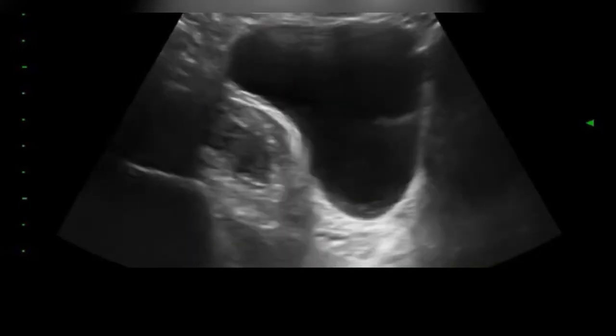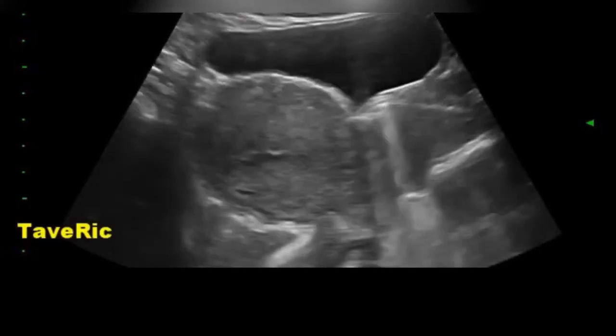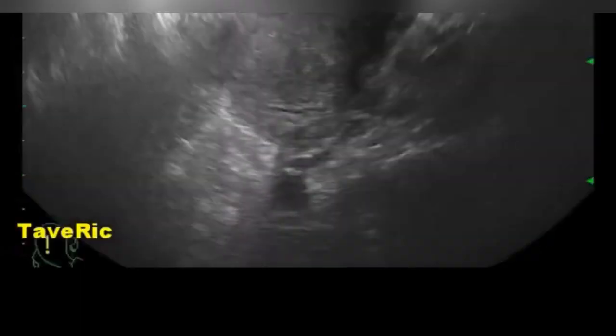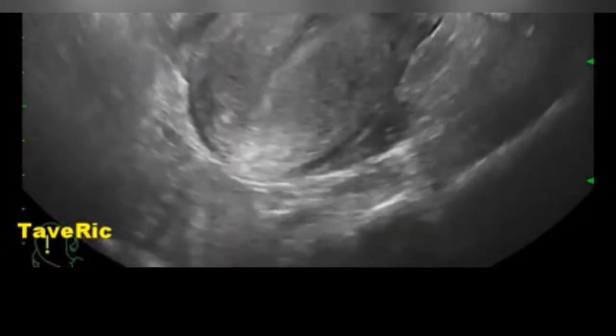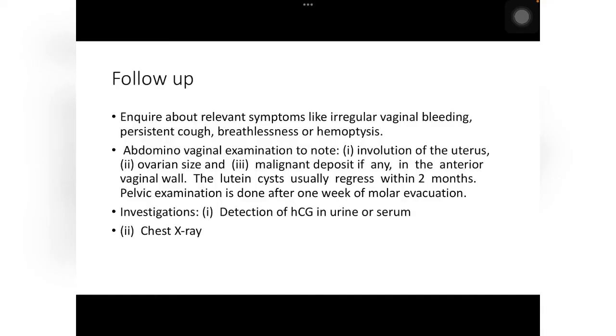All the products, we have to do an ultrasound scan and check whether you have left out any remaining products or not. So now we are sure that all the products have been curated here. Now I have done suction evacuation for my patient.